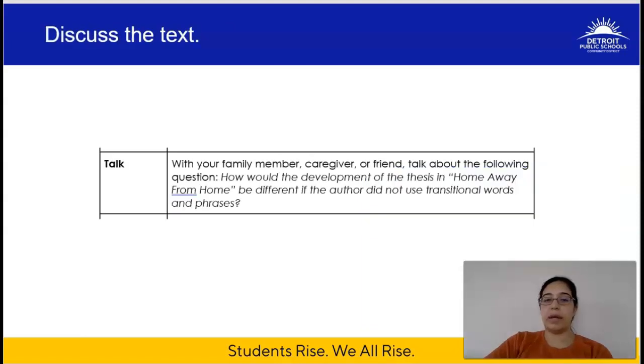Once you've done that, talk with your family member, caregiver, or friend about the following question. How would the development of the thesis in Home Away from Home be different if the author did not use transitional words or phrases? So what if those phrases weren't in there? How would the flow of the writing be different? Would the message of the text have come across as clearly as it did now? So think about some of that and talk about your answers with somebody.